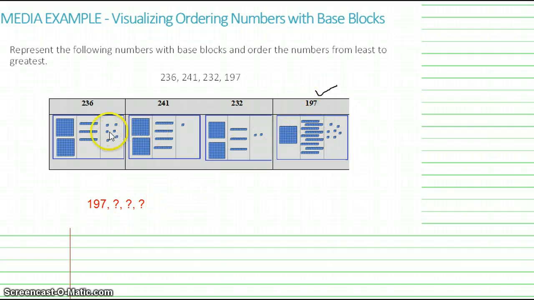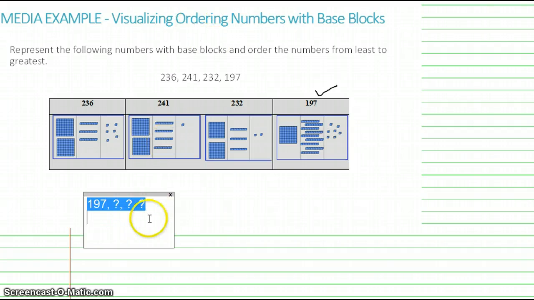Okay. Now let's compare these three numbers. Well, they each have the same amount of flats, so we should look at the number of rods. So this has 3 rods, 4 rods, and 3 rods. So these two numbers have the same amount of rods, but this one is different. 241 is different, and it has more rods than either of these numbers. So that tells me it must be bigger than these two numbers. So in this ordering, it's going to be the last number.